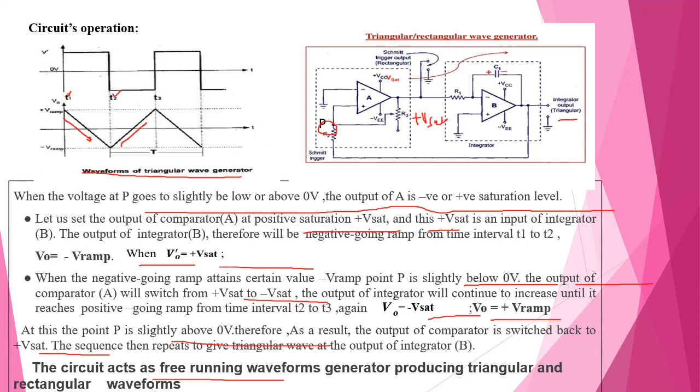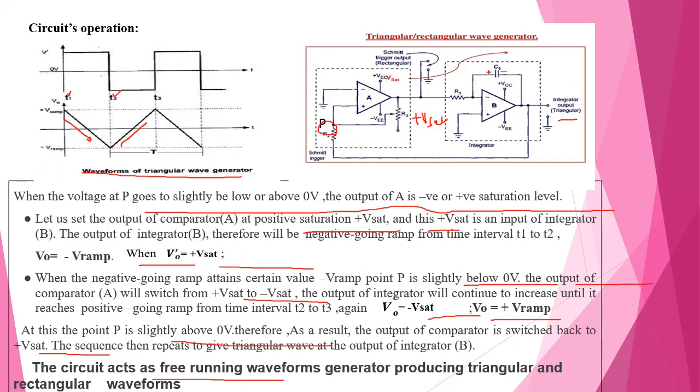In the previous slide we discussed the construction of the triangular wave generator. Now we will explain the circuit operation. Here is the waveform of the triangular wave generator and the triangular or rectangular generator circuit diagram. Here A is a Schmitt trigger and B is an integrator circuit, and the output of the Schmitt trigger is in the form of a rectangular or square wave.